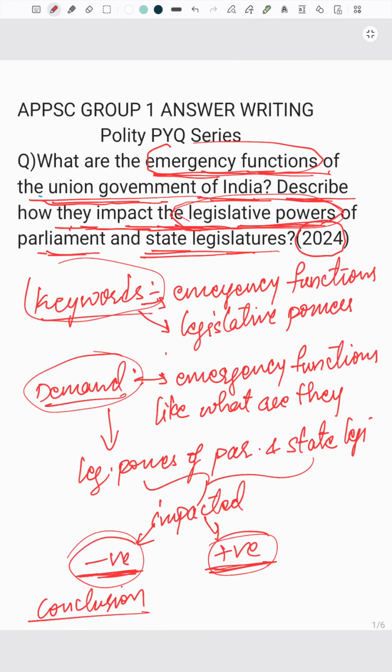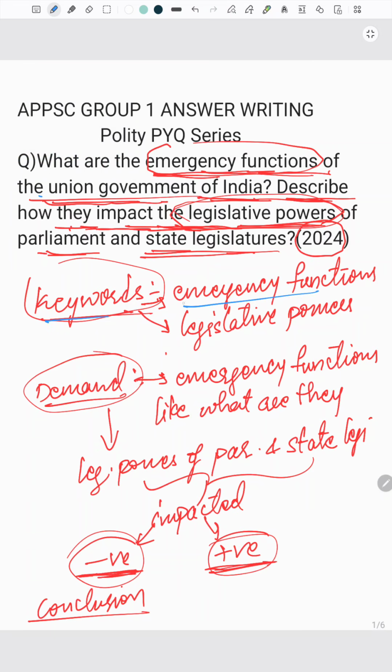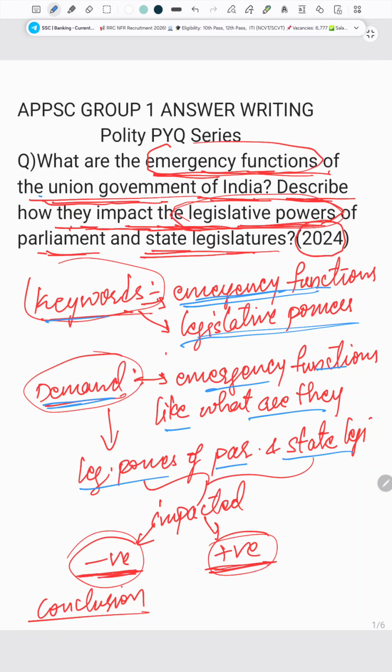Now let's recall, have we covered all the keywords? Let's see. Here we have understood the keywords: we wrote about emergency functions, and we wrote about legislative powers. Next, did we address the demand? Yes, we have written about emergency functions, what they are, and the legislative powers of the Parliament and state legislatures, and how they are impacted because of these emergency powers, right?